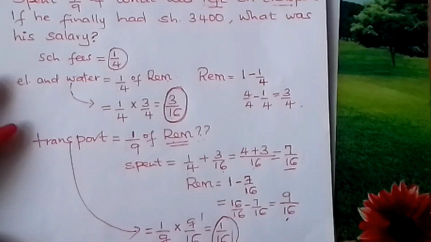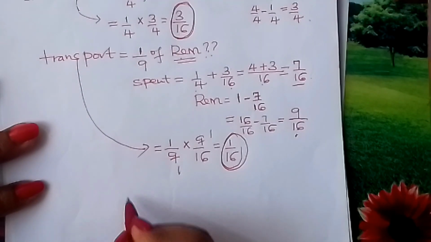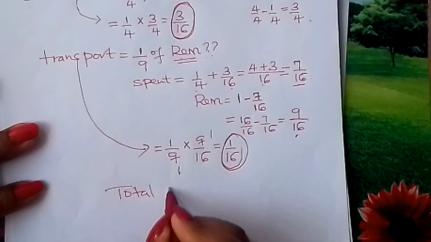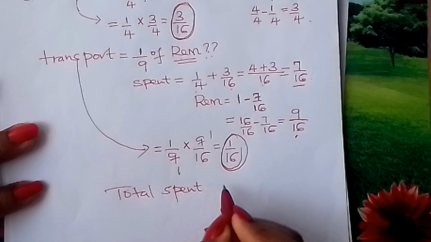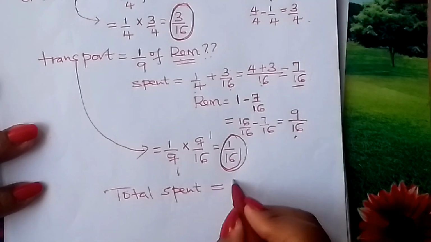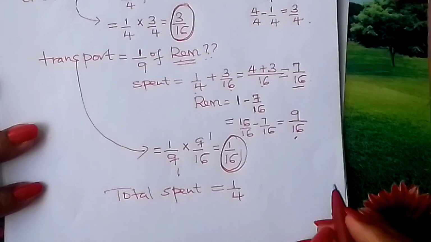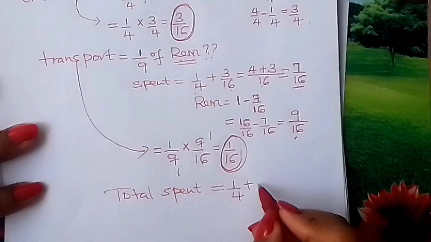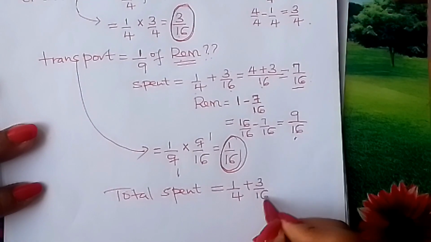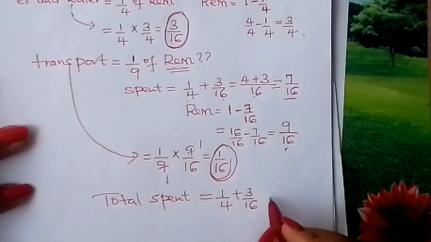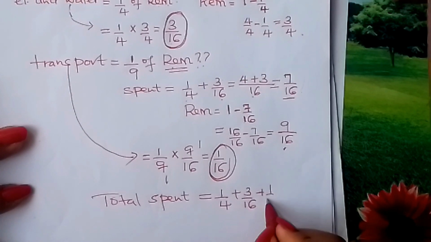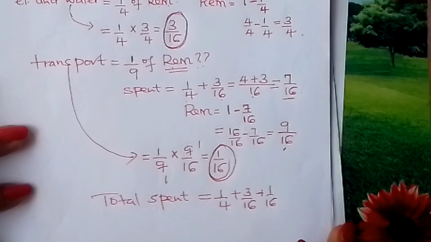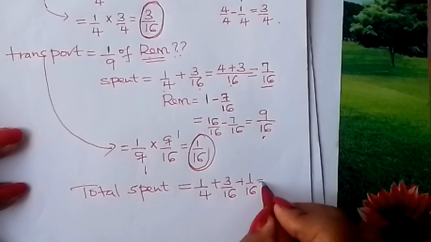So you come and talk of total spent. Total amount of money spent. He has spent what? A quarter on fees. Okay, learner? Then he has spent what? 3 over 16 on water and electricity. And he has spent what? 1 over 16 on what? Transport. You add to get the total spent.